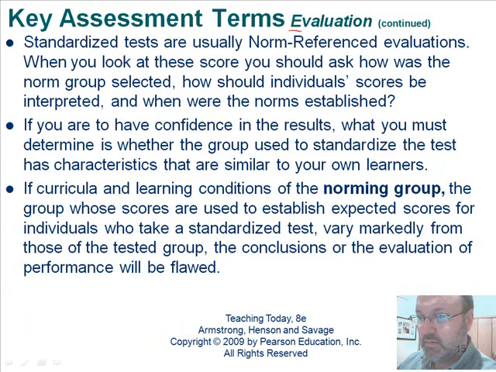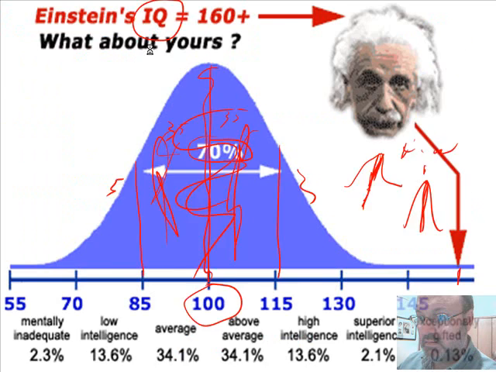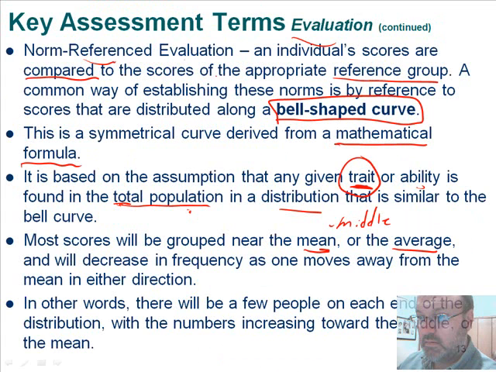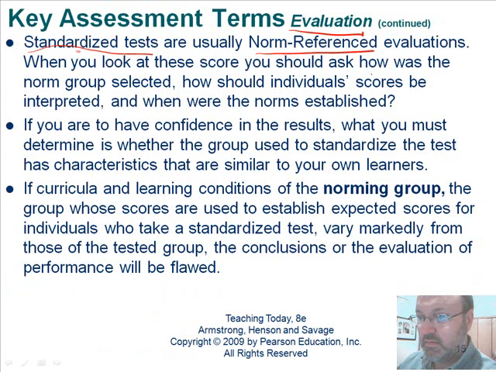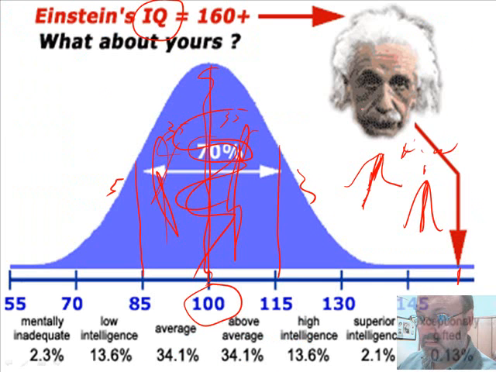So we're still in evaluation on standardized norm reference, and we go to standardized tests, a term you're more familiar with, and they're usually normed. What's normed? Normed was back here. Scores are compared to scores of an appropriate reference group. That's what norms are. When you look at these scores, you should ask, how was the norm group selected? How should individual scores be interpreted? And when were the norms established? Because if it's a true norm, it keeps changing as you put more and more scores on here. The average should be changing from time to time.